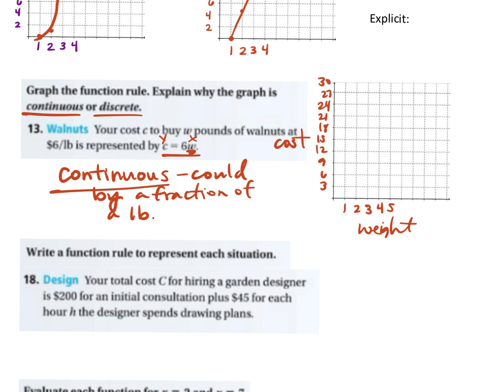Okay? Then to plot some of these, if I plug in the cost equals 6 times 1, then my cost is 6, right? So 1, 6 would be a point on the graph. If you plug in a 2, 6 times 2 is 12, so 2, 12 would be a point on the graph. If you plug in a 3, you'd get 18, so 3, 18 would be a point on the graph. If you plug in a 4, 6 times 4 is 24. If you plug in a 5, you would get 30. So it looks like this. We said this would be continuous, so you can go ahead and draw that line in, and it'll look like that.